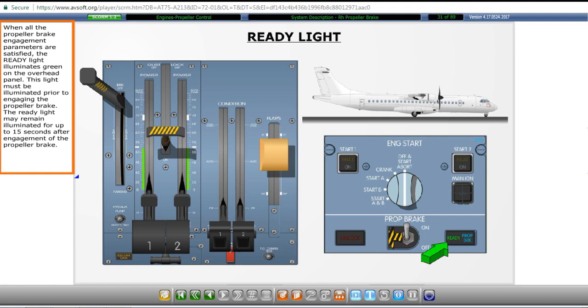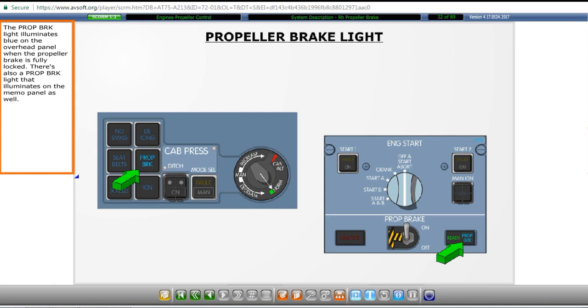This light must be illuminated prior to engaging the propeller brake. The ready light may remain illuminated for up to 15 seconds after engagement of the propeller brake. The propeller brake light illuminates blue on the overhead panel when the propeller brake is fully locked. There's also a propeller brake light that illuminates on the memo panel as well.